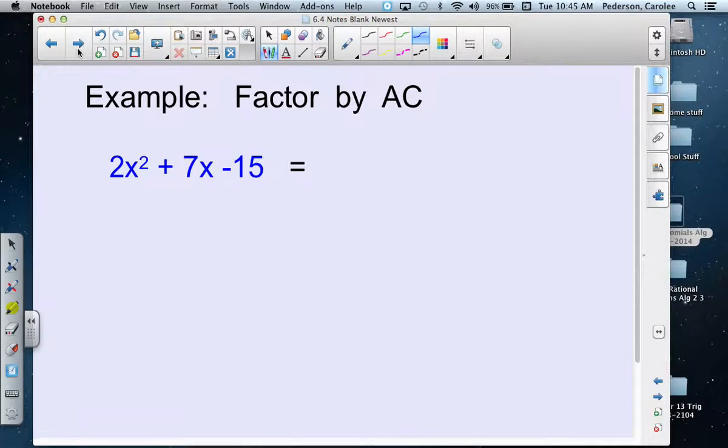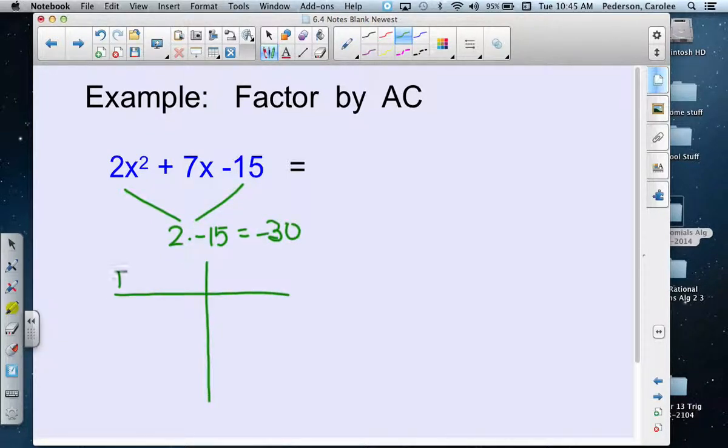The next example is the review of the AC method. You use the AC method when you have 3 terms and your leading coefficient is not 1. So you multiply A and C together. So 2 times negative 15 is negative 30. So you're going to make a chart with your AC. You're going to factor negative 30 that adds to your B, which is 7. So then you list all the factors of negative 30.